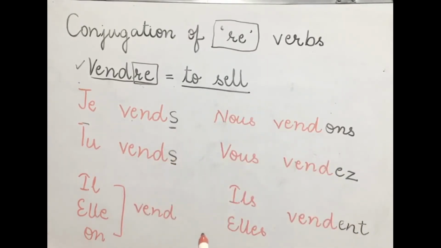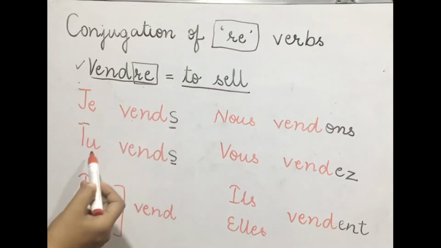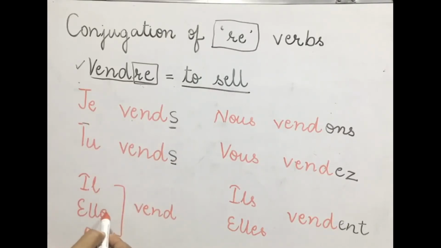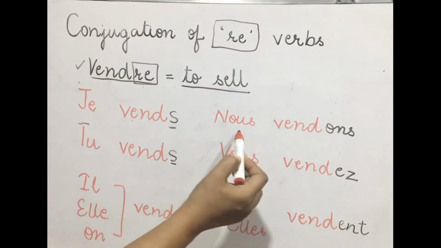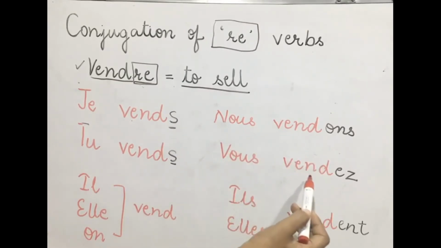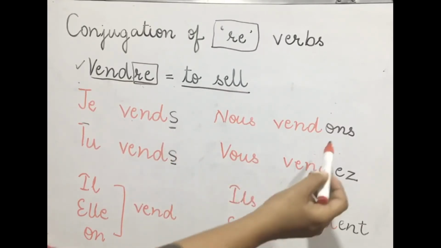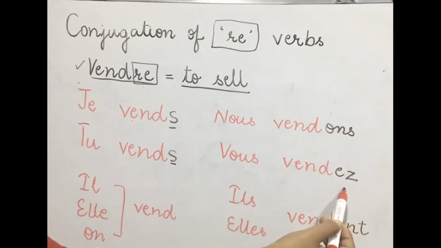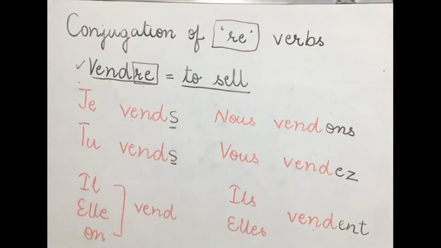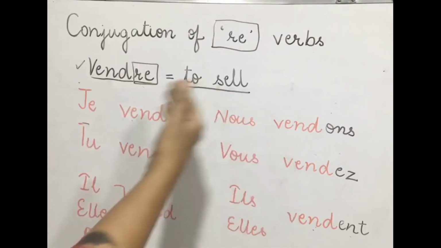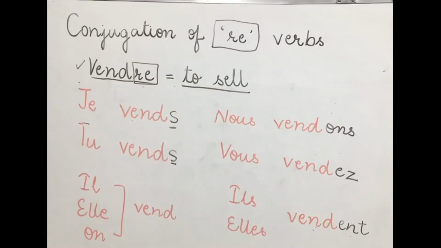So I repeat it once again. It is je vends, tu vends, il, elle, on vend, nous vendons, vous vendez, ils vendent, elles vendent. So the endings are S, S, nothing, and then ONS, EZ and ENT. Now I'll give you the list of regular RE verbs which follow the same pattern of conjugation.